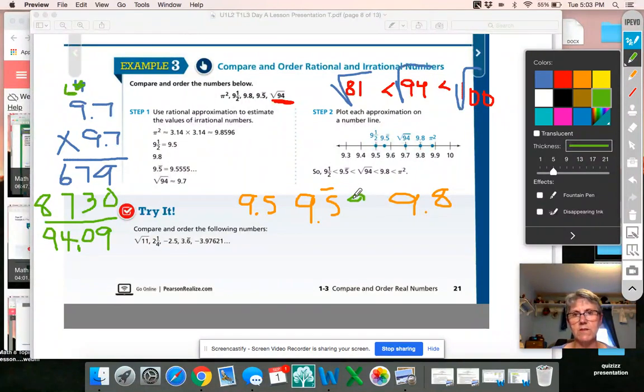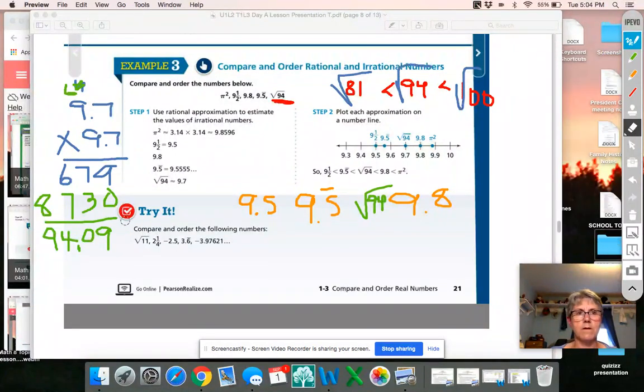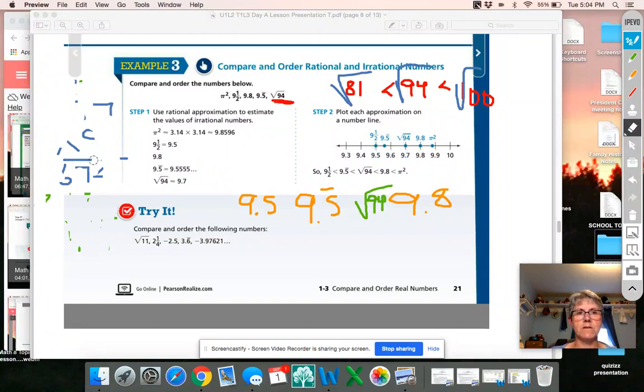So we'll just write the square root of 94. And then the next thing we have to do is we have to square pi. So somewhere here we need to find room to work. We'll multiply 3.14 times 3.14 and see where that fits in our list.